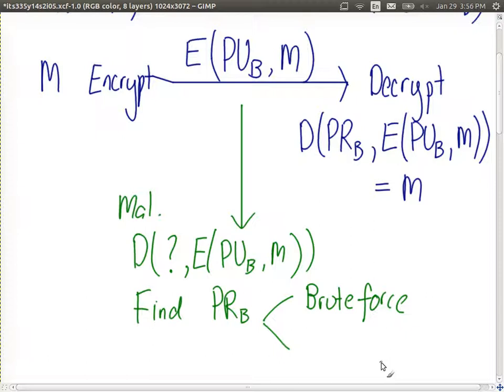So, does the malicious user know PUB? The malicious user does know PUB. By definition, PU is public. So everyone knows PUB. The challenge is to make it hard for them to find PRB, given the public key. So a secure algorithm would be such that even if the malicious user knows the public key and the ciphertext, they cannot find PRB. That's what we require. If they could, our security would fail.